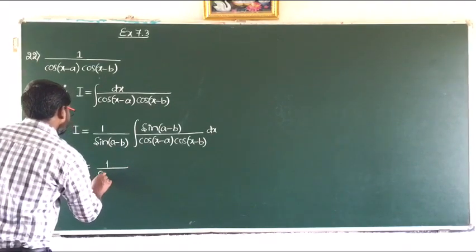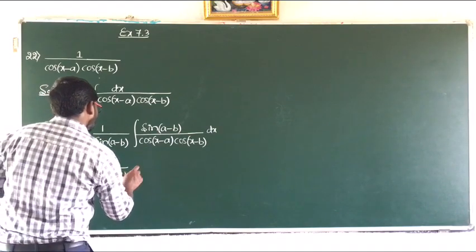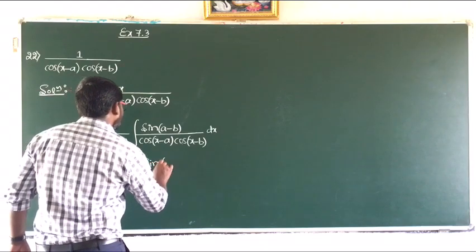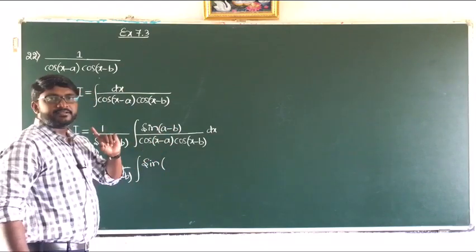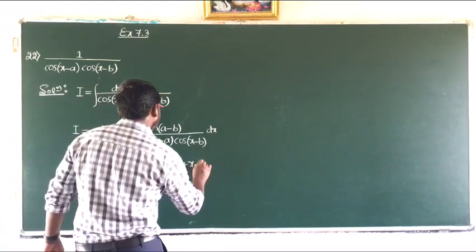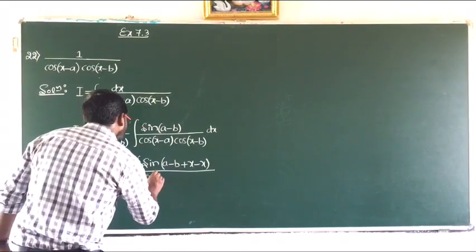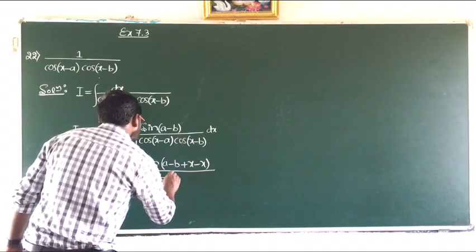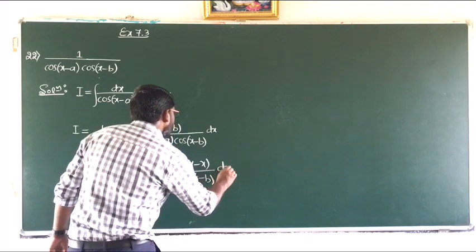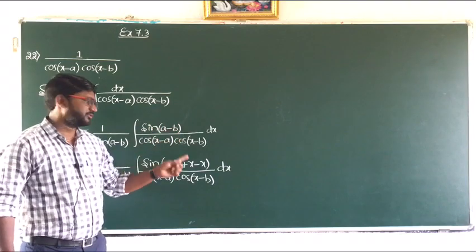1 divided by sin of (a minus b), I write it as it is, then the integral of sin. Here I add and subtract x. So (a minus b), then plus x minus x, divided by the denominator as it is, cos of (x minus a) into cos of (x minus b) dx. If you cancel plus x and minus x, we get back the previous term. So this is an adjustment.